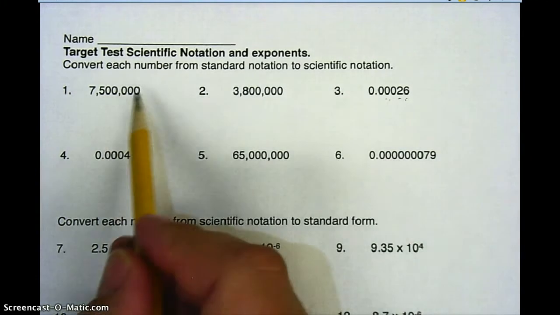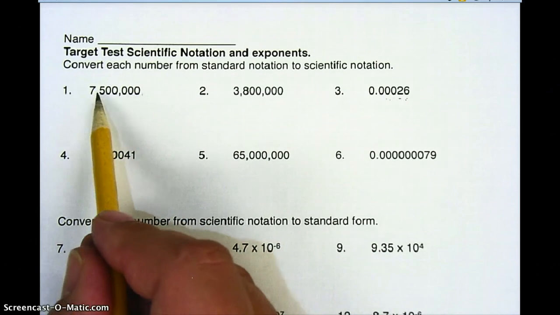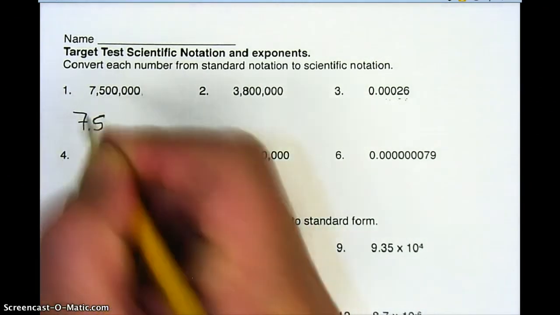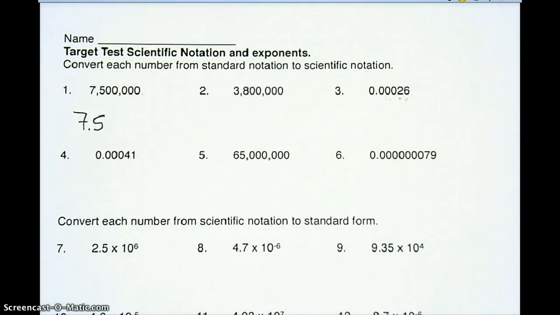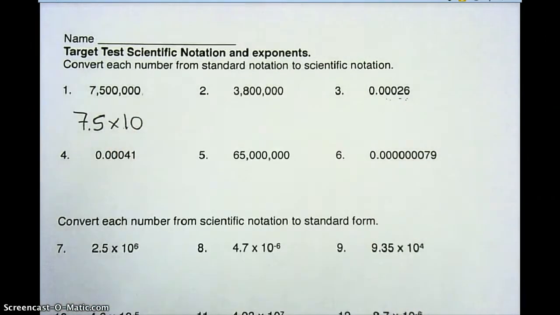So if my number is 7,500,000, the first thing I have to do is write this so I have a number between 1 and 10. I have to move the decimal point so I have a number between 1 and 10. To do that, I have to move my decimal point all the way over here. I want one non-zero number to the left of the decimal point. So in this case, it's going to be 7.5. Okay? That's the first half of scientific notation. Now I have to multiply that by a power of 10. So it's going to be times 10 to some power.